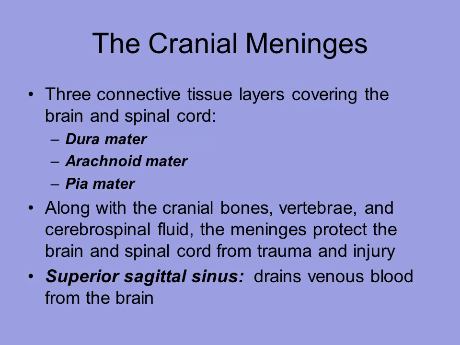The brain and spinal cord are going to be covered by connective tissue, and there's multiple layers of this connective tissue. It's for protection. And collectively, this is known as the meninges. So when it is covering the brain, we call it the cranial meninges. When it's covering the spinal cord, we call it the spinal meninges. There's three different layers. There's the dura mater, the arachnoid mater, and the pia mater. And like I said, this is going to help protect.